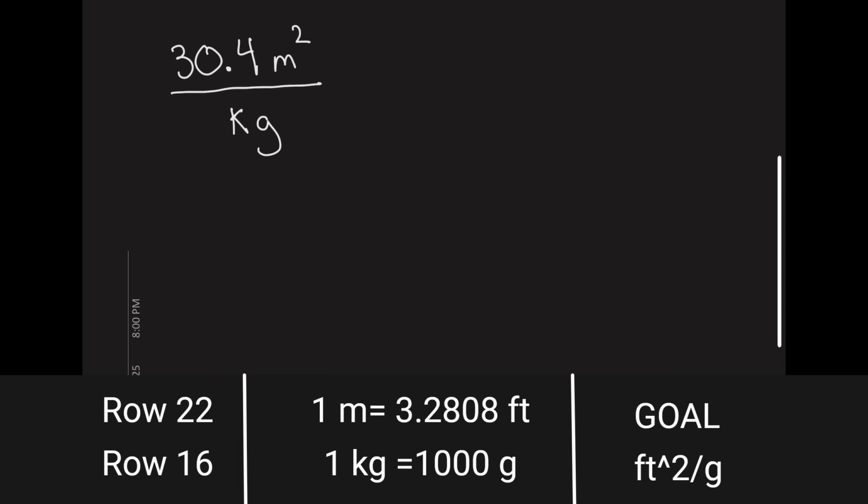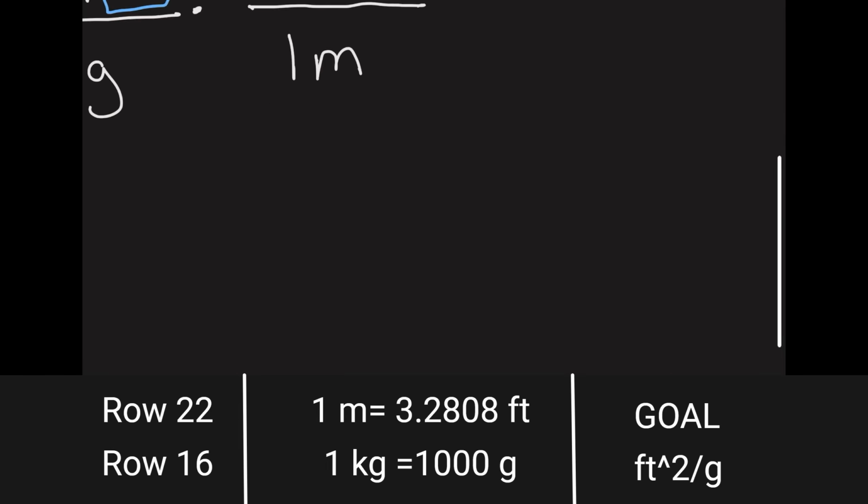Okay, so let's get rid of the feet. Remember that if we have this squared, we have to do the ratio twice. So we're looking for the one that compares meters and feet. That's in row 22, which we have 1 meter is equal to 3.2808 feet. Okay, right now, meters is in my numerator, which means when I cancel it out, I would like meters to be in my denominator.